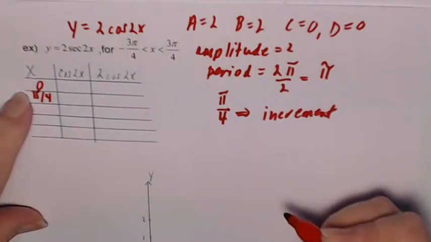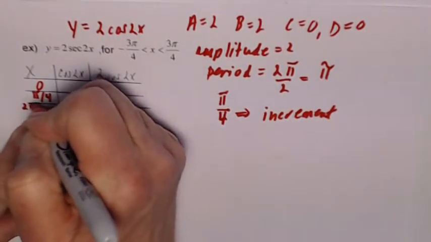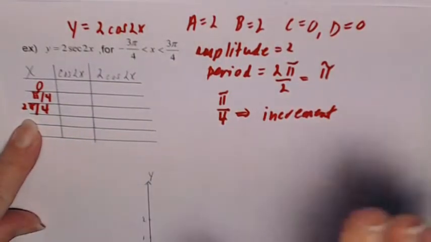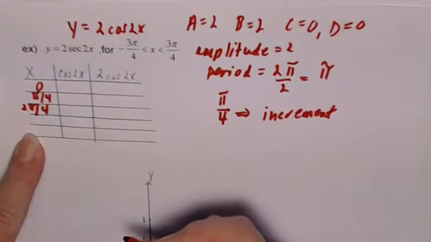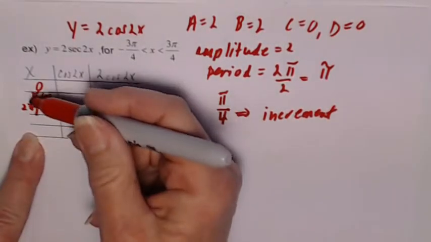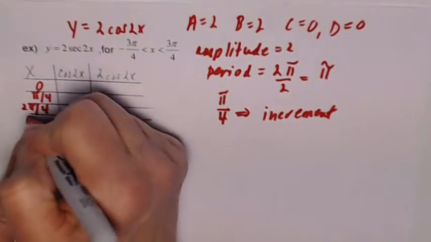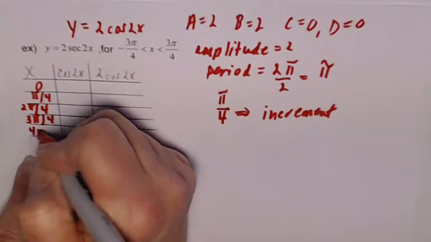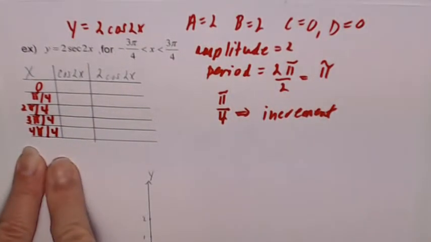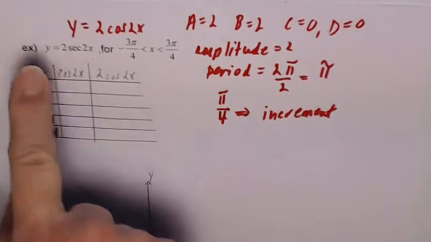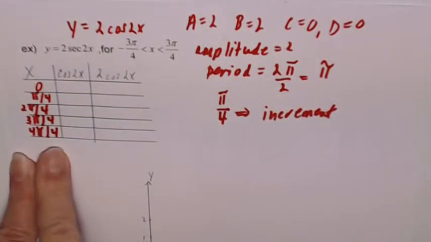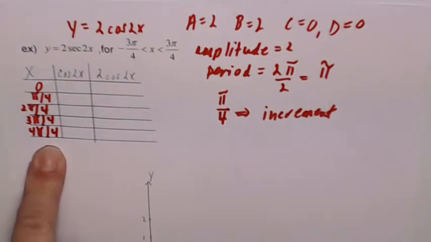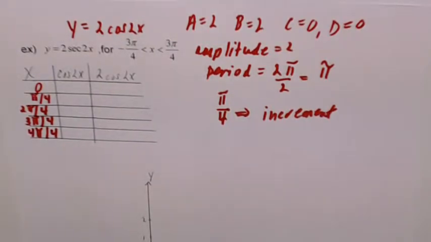Add pi over 4 to pi over 4, and we get 2 pi over 4, which we know we can reduce. I'm not going to bother to reduce it, because I think in building the table it's easier just to keep adding. 1 pi over 4, 2 pi over 4, another pi over 4 would be 3 pi over 4, and then another pi over 4 would give us 4 pi over 4. So I think it's easier to see how the increments are being added to each of our subsequent angles without reducing. We will reduce though when we get to the graphing part. So there are our angles, and now we need to determine the cosine of each of these angles.